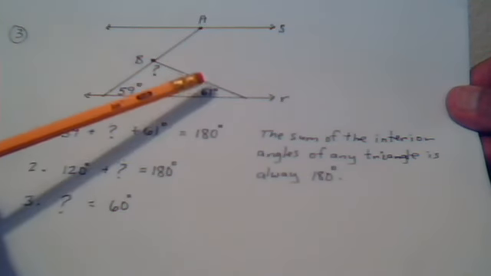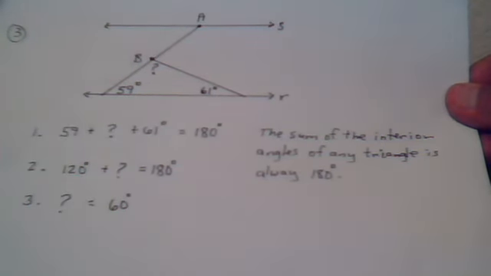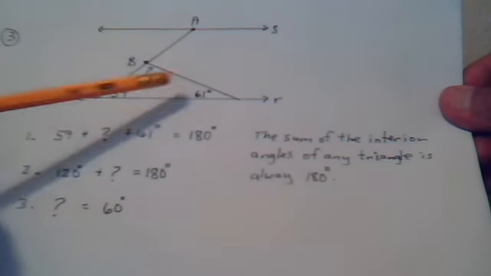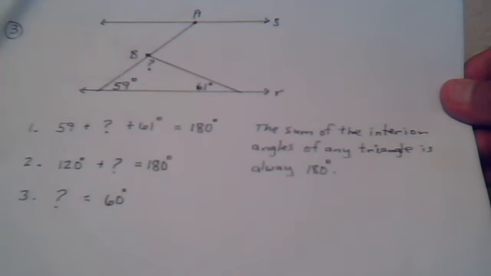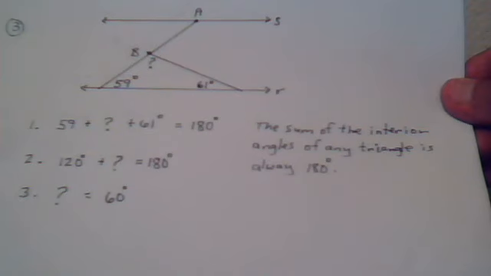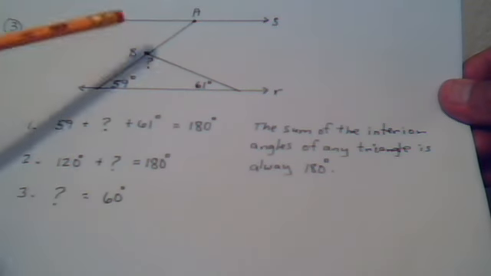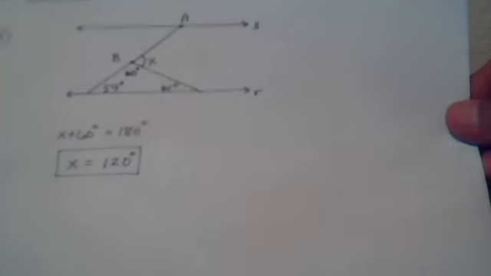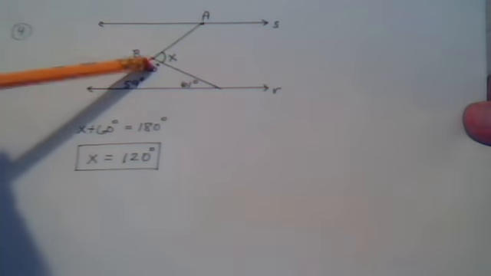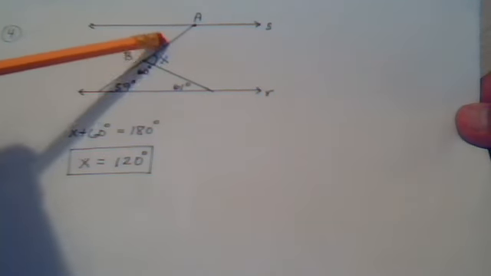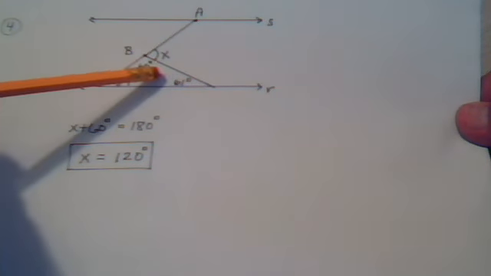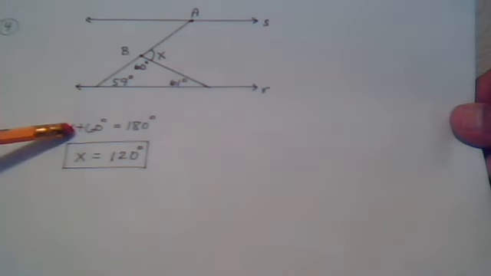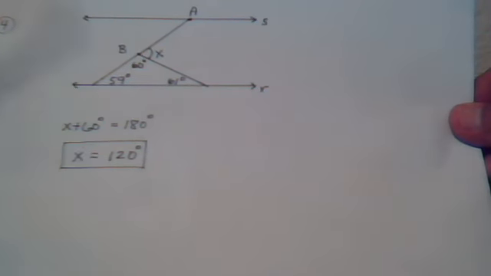So we remember again that the sum of the interior angles of any triangle is always 180. So 59 degrees plus the unknown plus 61 degrees equals 180 degrees. Solve for the unknown, and the unknown ends up being 60 degrees. So we're going to put a 60 degrees right here. Now that we have a 60 degree angle right here, we remember this is a straight angle. Straight angles always equal 180 degrees, so x plus 60 should equal 180 degrees. Solve for the x, and x ends up being 120 degrees.